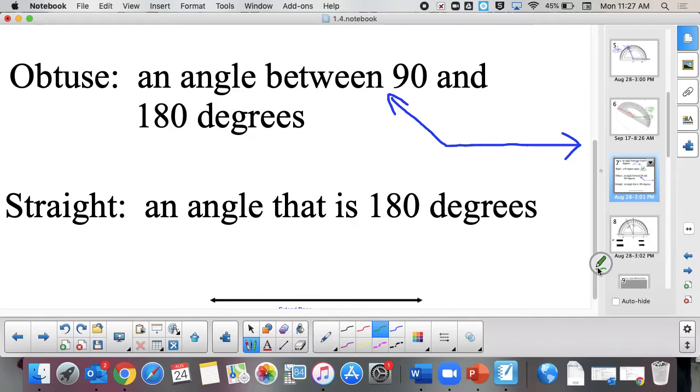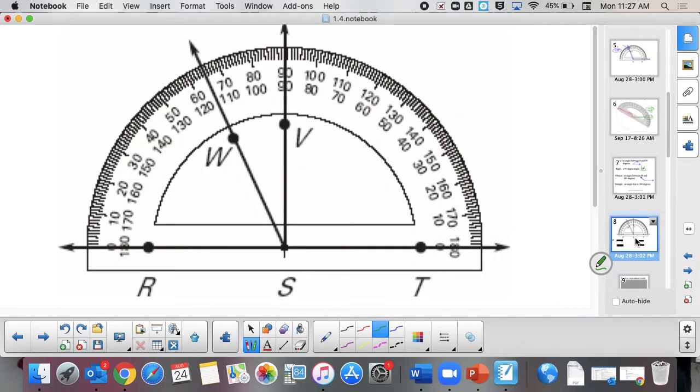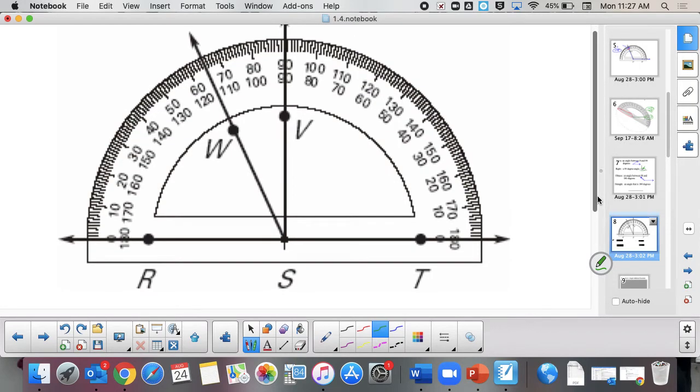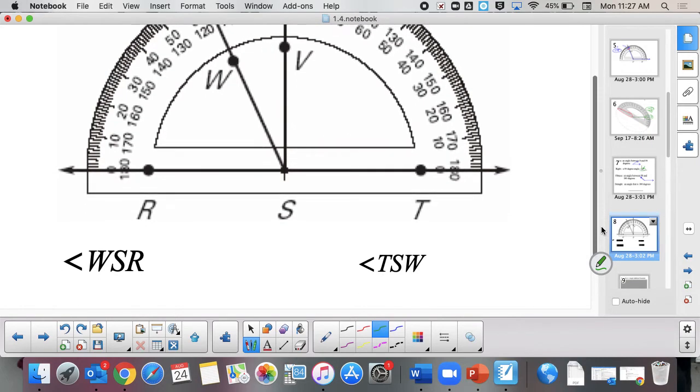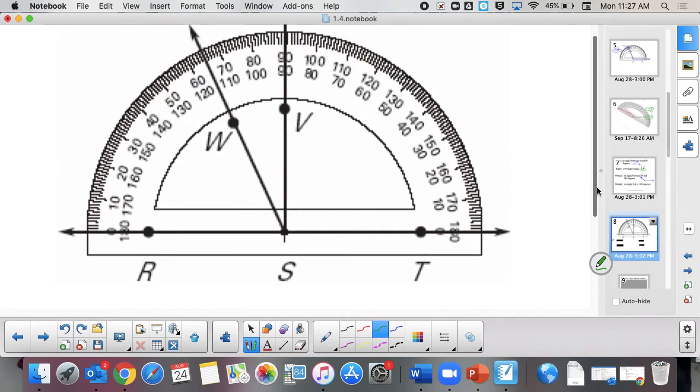Take a look at example 2 then. In example 2, I want you to classify those 4 angles. If you want to pause the video to do it on your own, you can. If not, we're going to go through and do them right now. First one is angle WSR. So angle WSR.